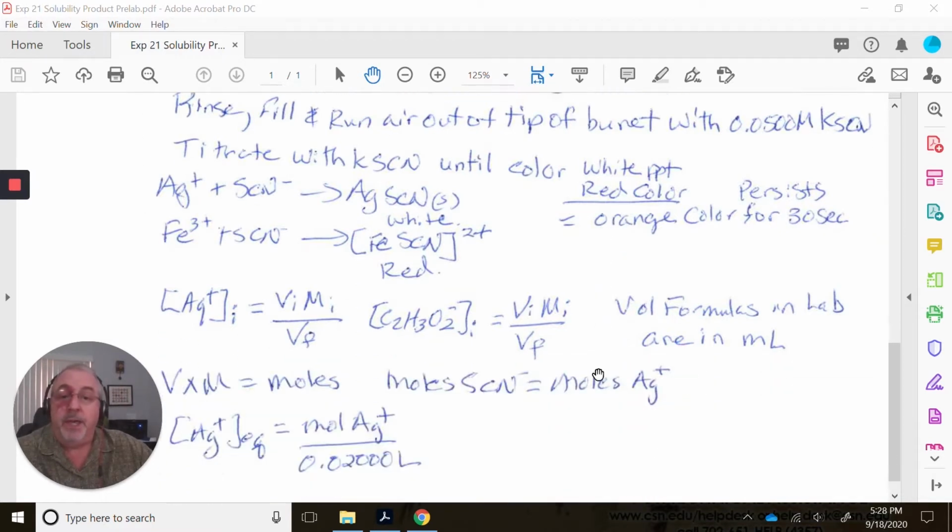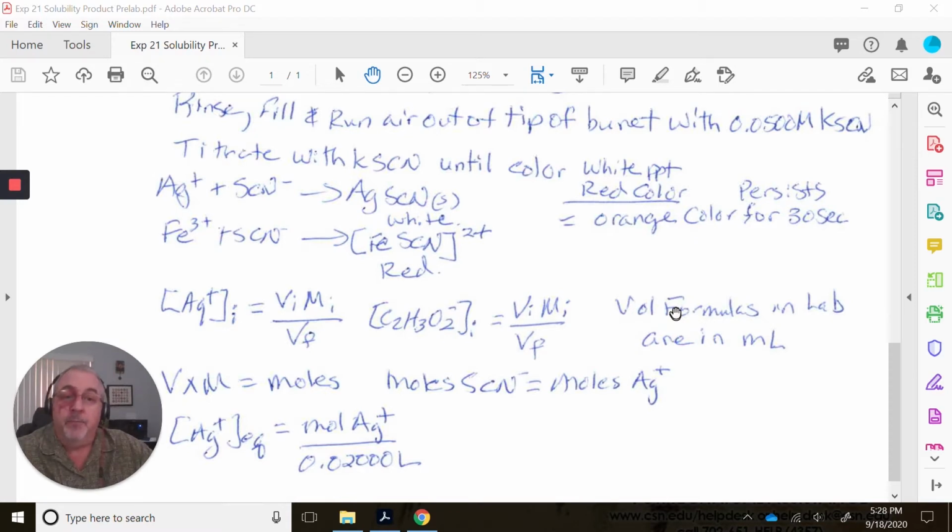So when we are calculating the different concentrations that we're going to start off with initially for these equilibria, we're going to need to use a dilution-like formula, right? So if you have the volume of your silver nitrate and its molarity, and then you know the total volume that you dilute it into, then you can calculate the initial concentration. And same thing for the acetate ion, right?